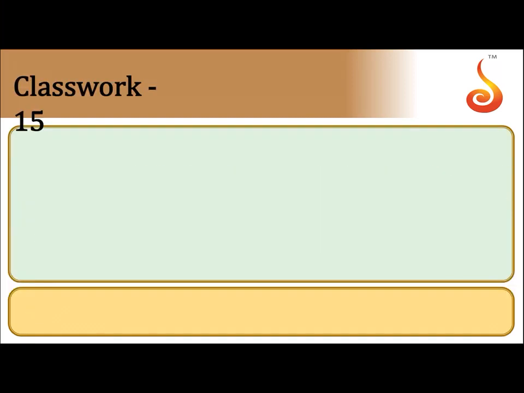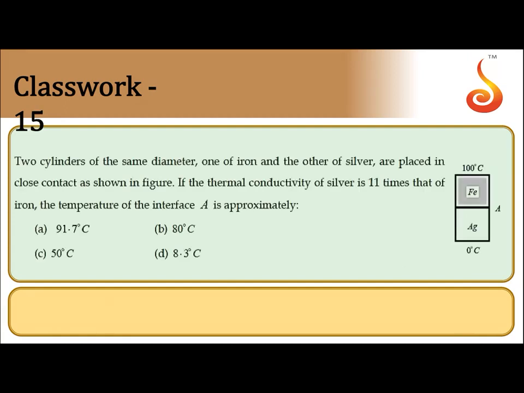Okay, we shall proceed further. Two cylinders of the same diameter, one of iron and the other of silver, are placed in close contact as shown in the figure. If the thermal conductivity of silver is 11 times that of iron, the temperature of the interface is approximately? Clearly in the diagram, heat flows in this direction. This is at higher temperature, this is at lower temperature. Since the area of cross section of both is the same and heat is flowing first through iron and then through silver, the heat current through them must be the same. So just equate the heat current.